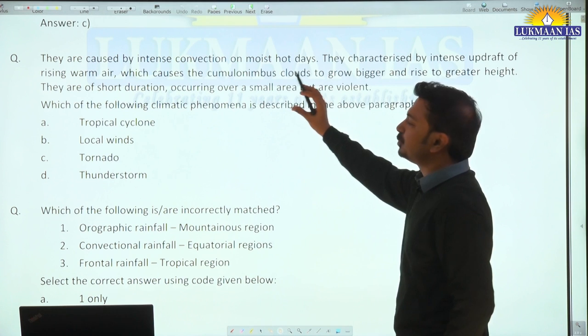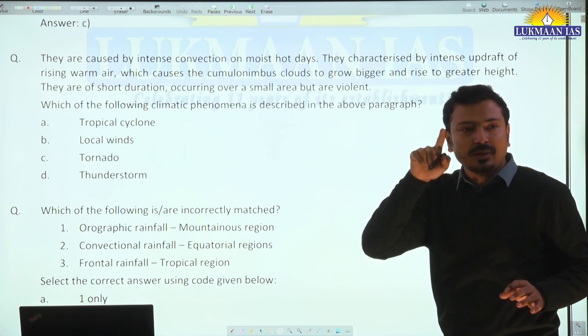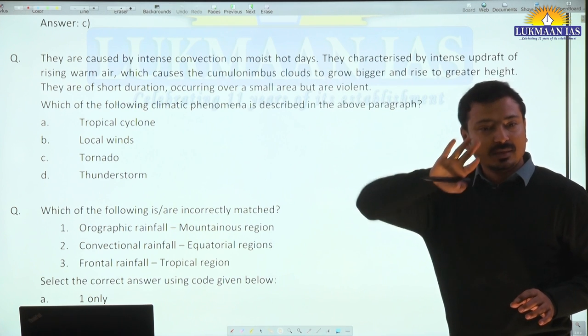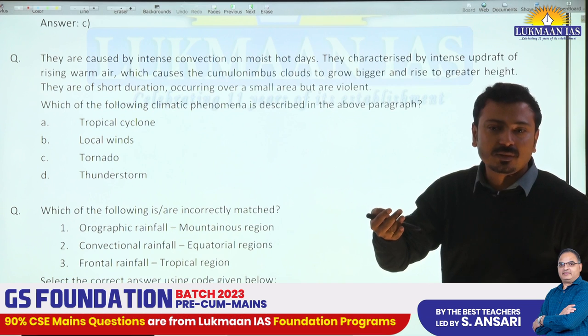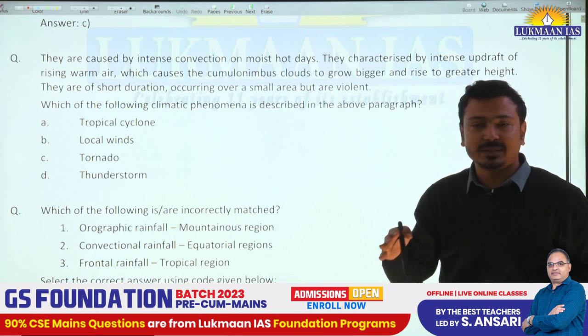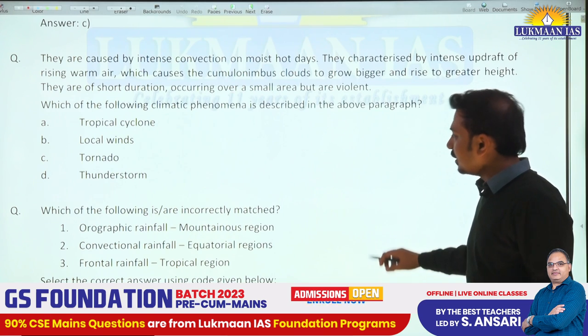That keyword you have to identify. Whenever there is a description, there are four or five sentences, but you have to identify one keyword, one sentence that matches the answer and that matches your own information. Maybe you are not knowing about the other two or three sentences. Okay?